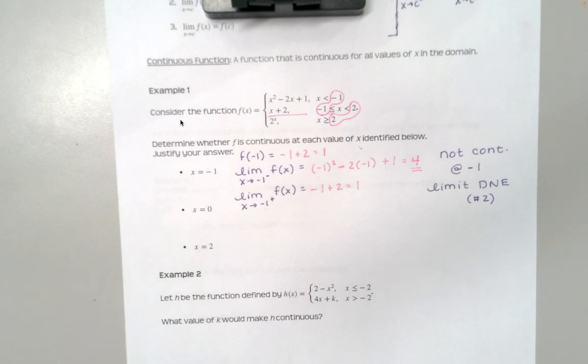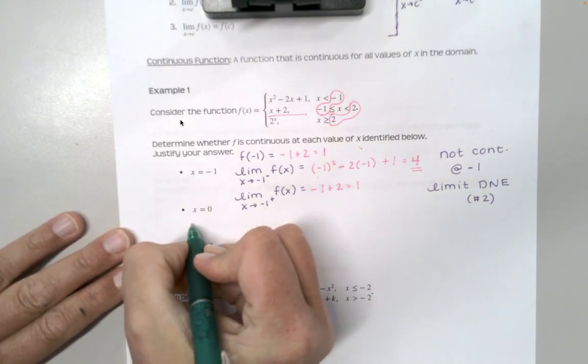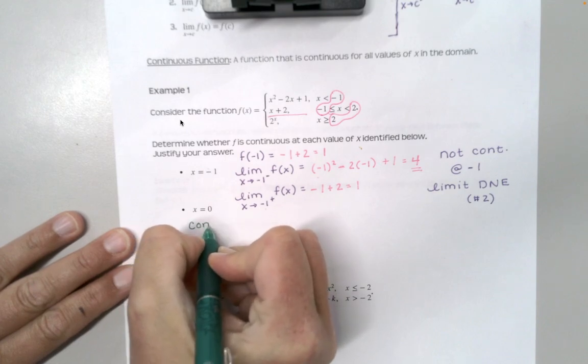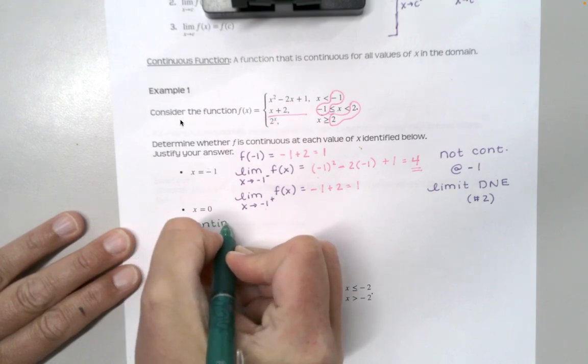Okay? So because those are all going to come out the same, I'm going to say, yes, this graph is continuous at 0. Okay? And I want you to pay special attention to how I'm justifying.